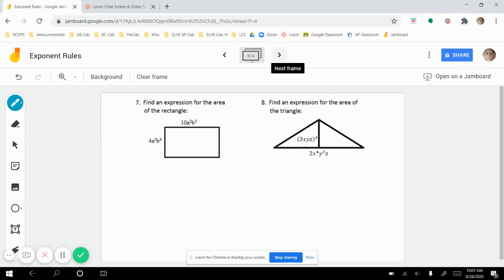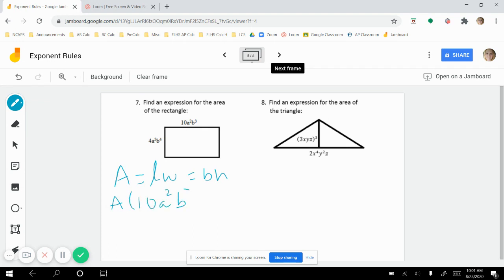All right, let's take a look at some applications here. Find an expression for the area of the rectangle given. When we see one like this, first of all, we have to know our formulas. Making sure you know some basic area formulas and basic volume formulas is very important. Area of a rectangle is either length times width or base times height, however you want to think of it.